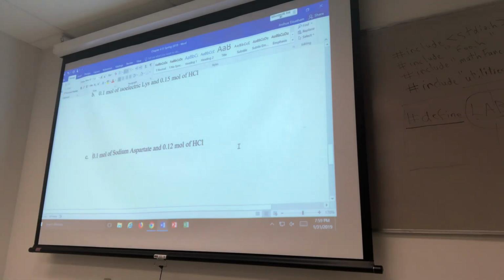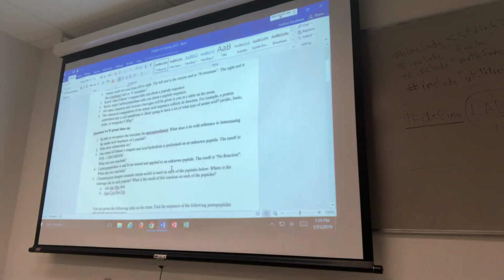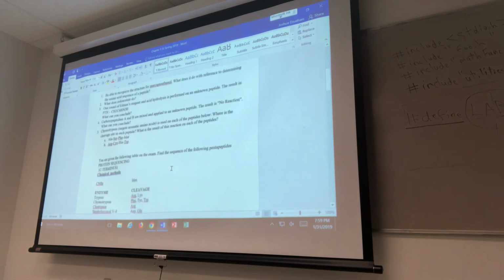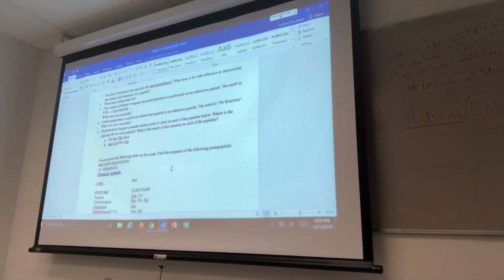So, a couple more topics. Okay, good. All right. So, Chapter 5 stuff. This was the chapter that taught you how to sequence a given amino acid.